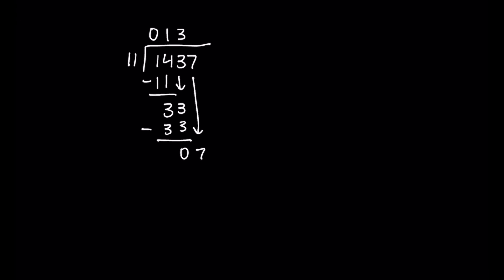Now 11 doesn't go into 7, because 11 is larger than 7. That means 7 is our remainder. The answer to this would be 13 and the remainder over the divisor. So 13 and 7 over 11.